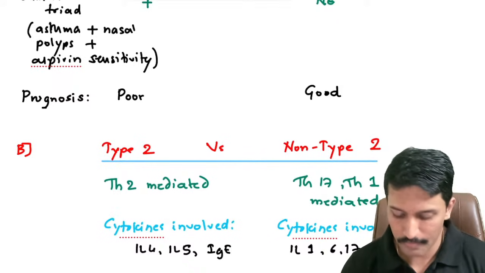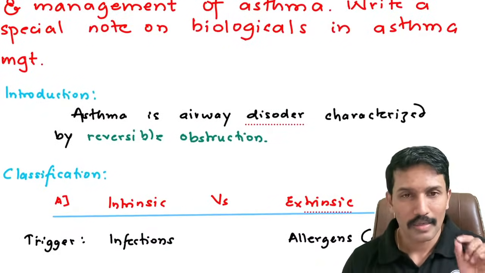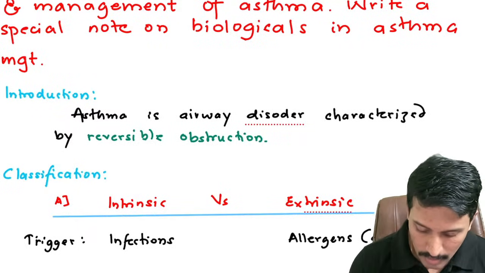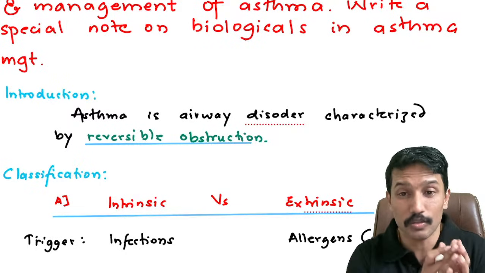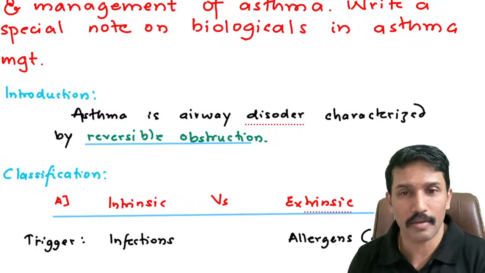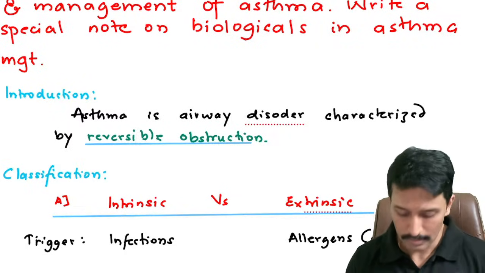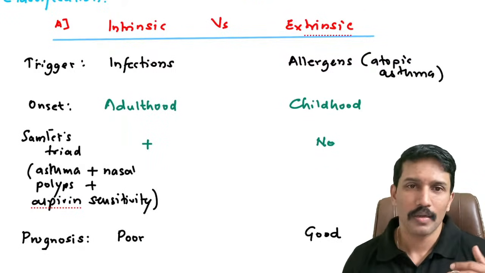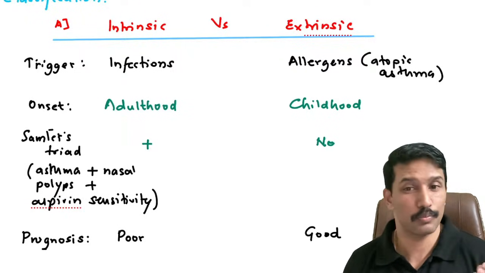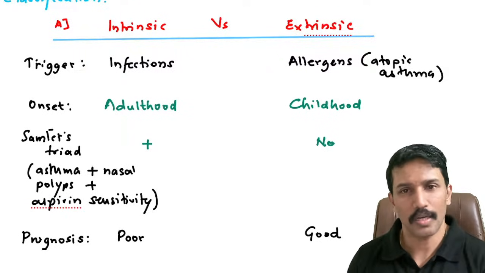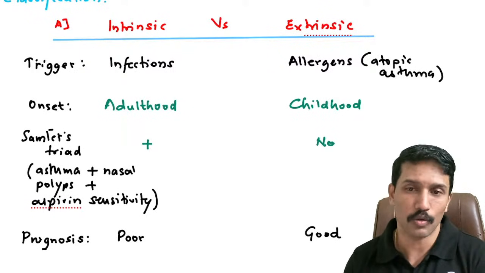Okay, so this is about classification of asthma. What we have learned so far: whenever there's a question on asthma, in the introduction, make sure you write reversible obstruction. It's an obstructive airway disorder, but the obstruction is reversible. It is not always there. Whenever triggered by an infection or allergen, obstruction comes, it disappears later. Right? Classification wise, we learned about two: the adulthood onset infection triggered intrinsic asthma with poor prognosis and Samter's triad, and childhood onset extrinsic allergic asthma with no Samter's triad and good prognosis.